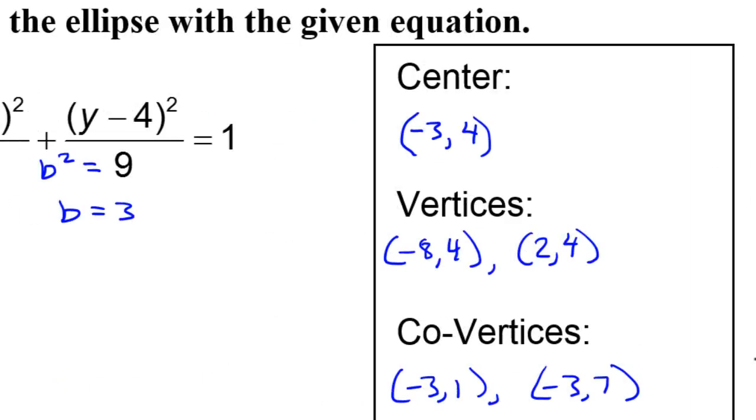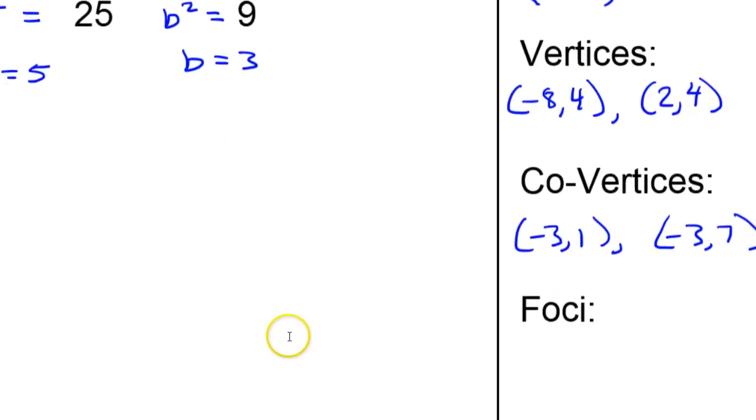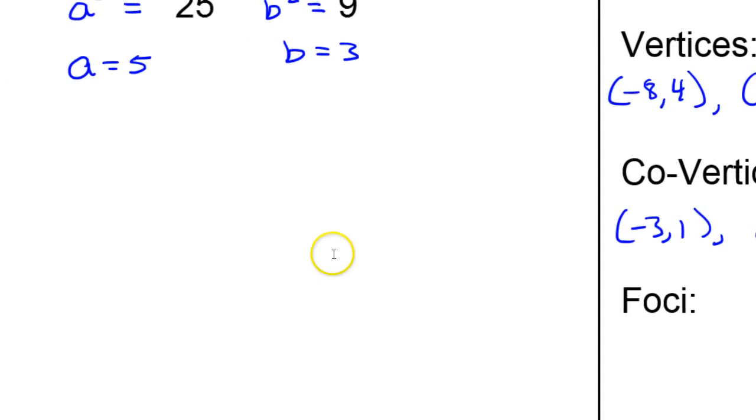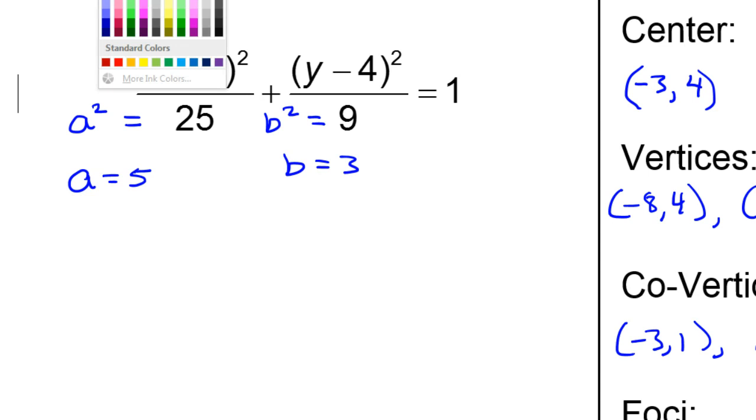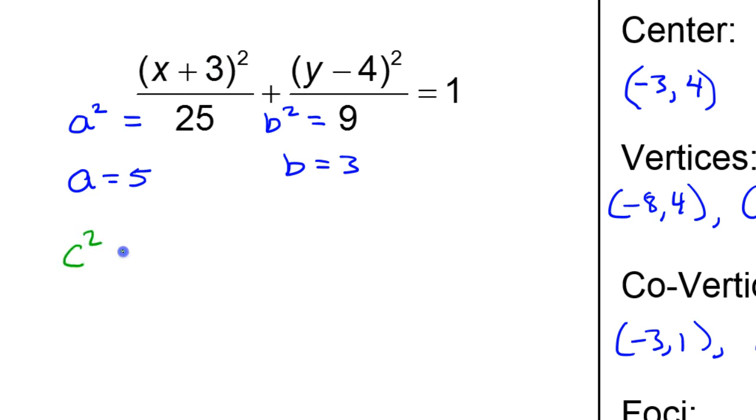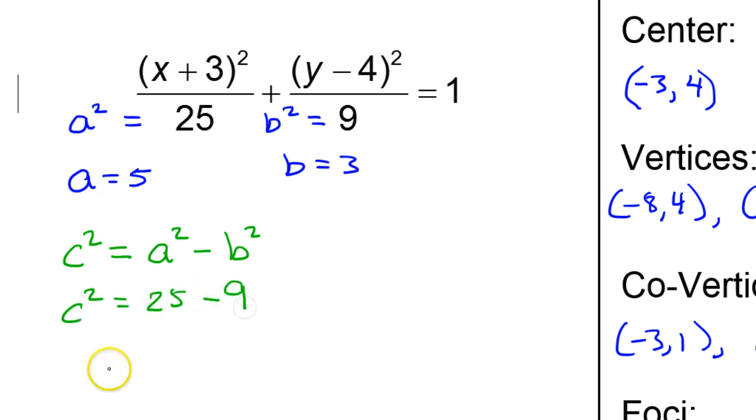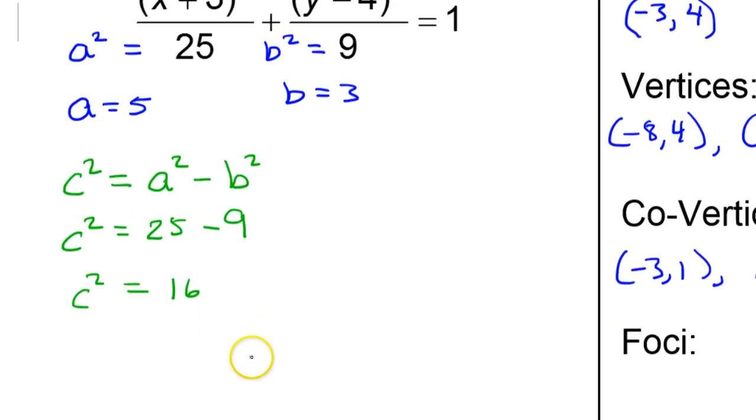All right, and the only thing we need now are the foci. The foci can be located once we find the c value. And we know that the relationship between a, b, and c is c squared is equal to a squared minus b squared. So c squared is going to equal the 25 minus the 9. So c squared is 16. So that means that c is equal to 4.